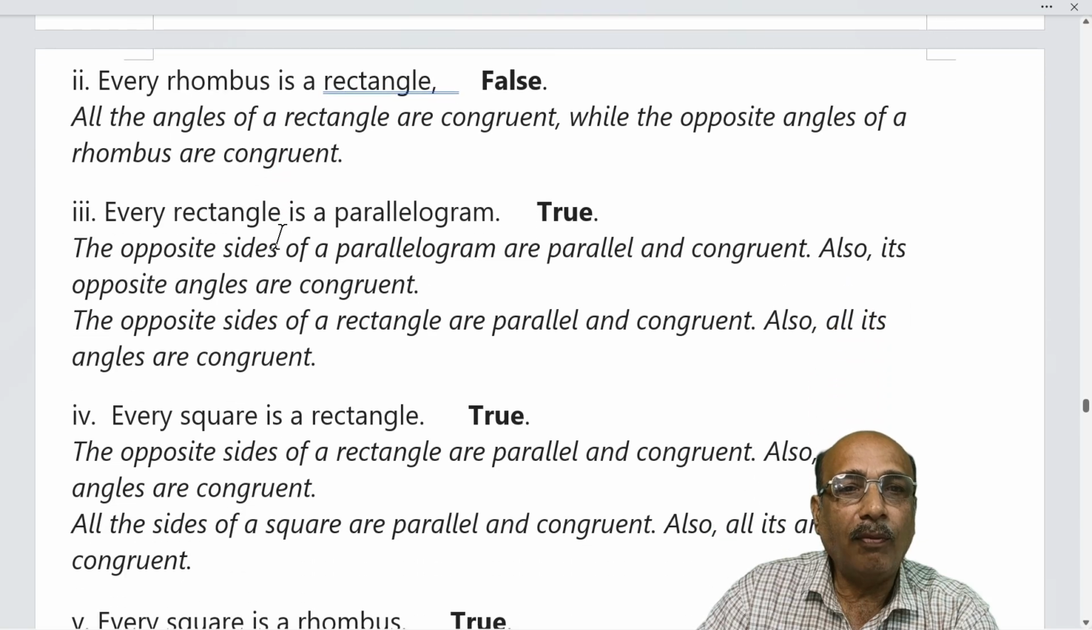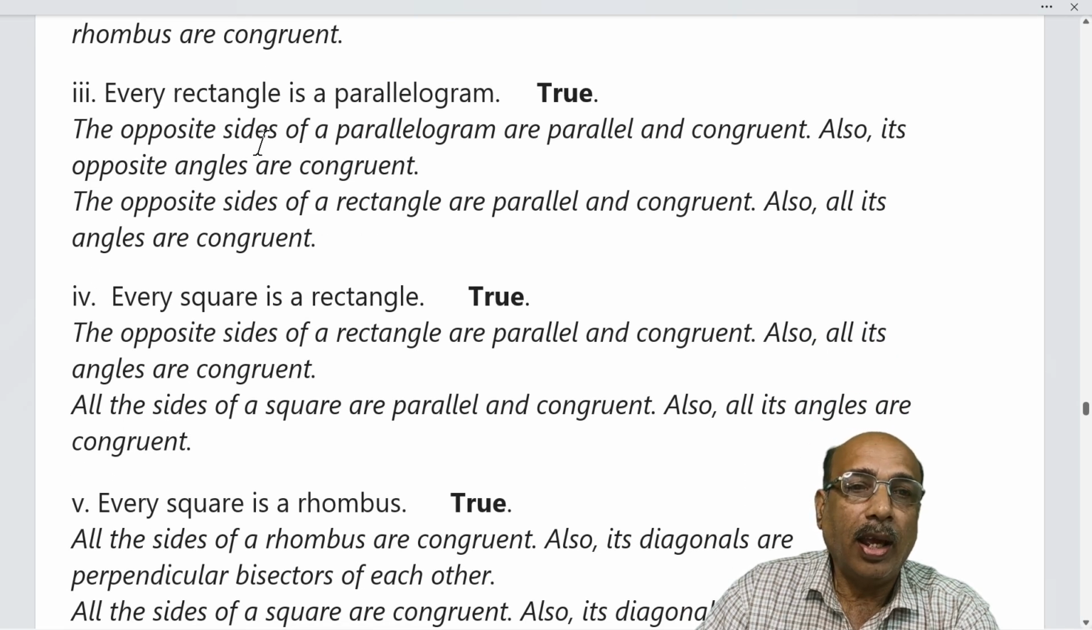Next, every rhombus is a rectangle. This is also false. The reason behind that: all the angles of a rectangle are congruent, while only the opposite angles of a rhombus are congruent. A quadrilateral is a rectangle when each angle is 90 degrees.